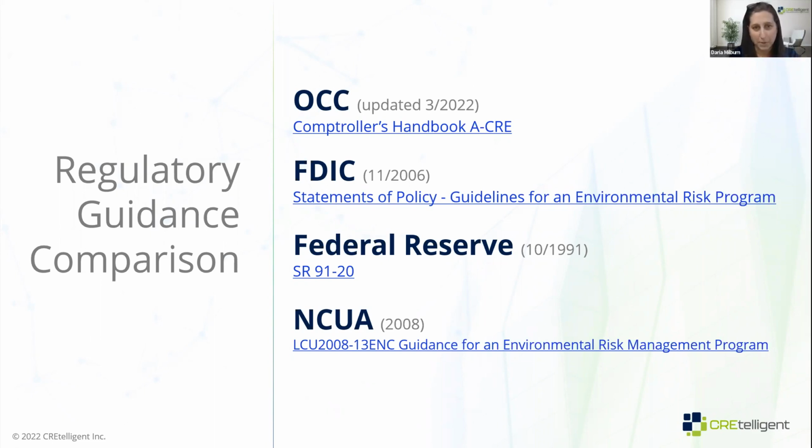Also, before I advance, I think it's really important to bear in mind the dates that some of these were issued. The OCC has always been really good about updating and issuing updated guidelines, but the last time the FDIC's were issued was in 2006, the Federal Reserve at a whopping 1991, and the NCUA in 2008.